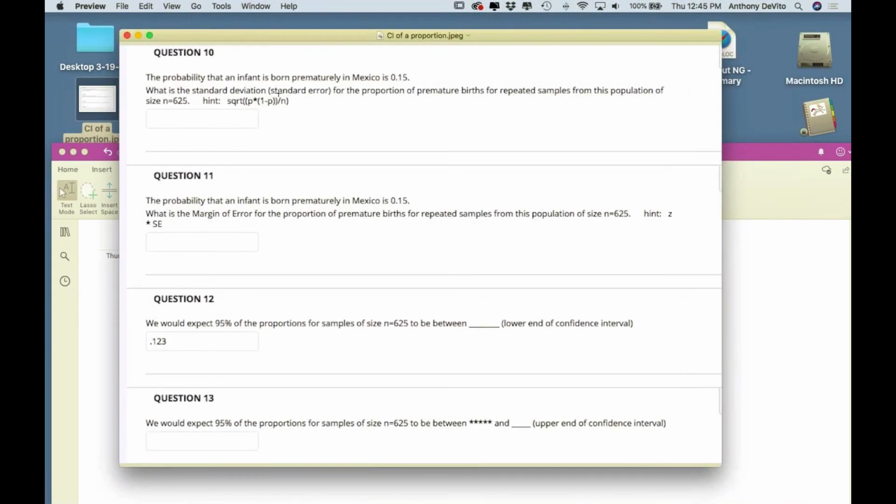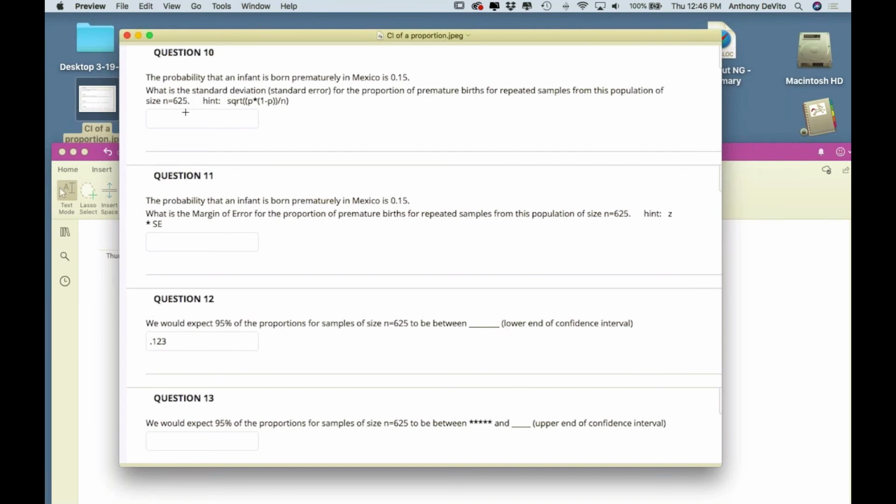The probability that an infant is born prematurely in Mexico is 0.15. What is the standard deviation? So in other words, we're told what the population proportion is. The probability an infant is born prematurely in Mexico is 0.15. No sample involved there, right? Not yet, at least anyway. What is the standard deviation or standard error for the proportion of premature births for repeated samples from this population of size n equals 625?